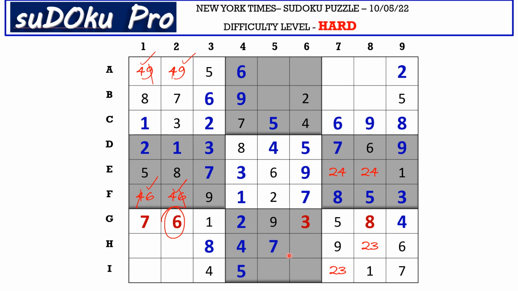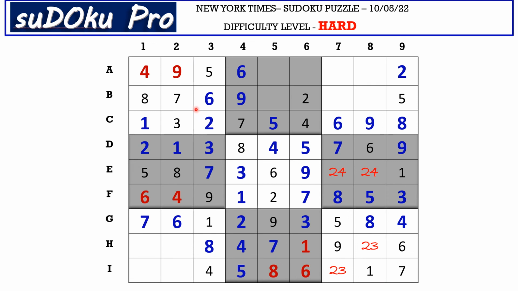Now in this 8th block there are 3 empty cells and the missing numbers are 1, 6 and 8. There is a 1 here in I row and a 1 here in column 5 which blocks here. So I5 takes 8. Now 1 and 6 goes in these 2 cells. 1 blocks here. So I6 takes 6 and H6 takes 1.